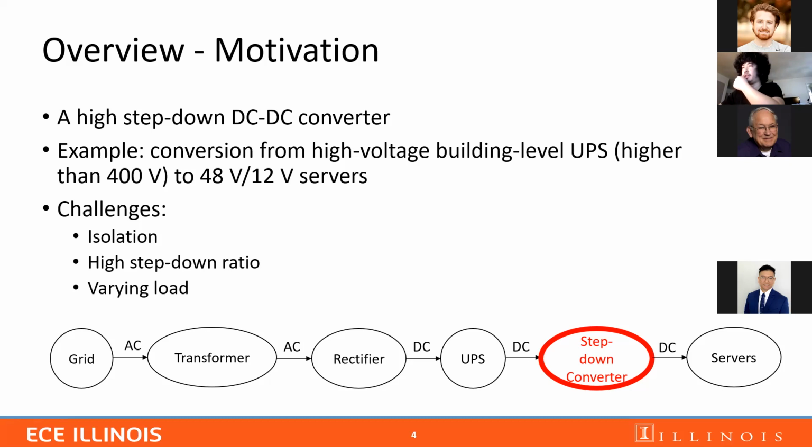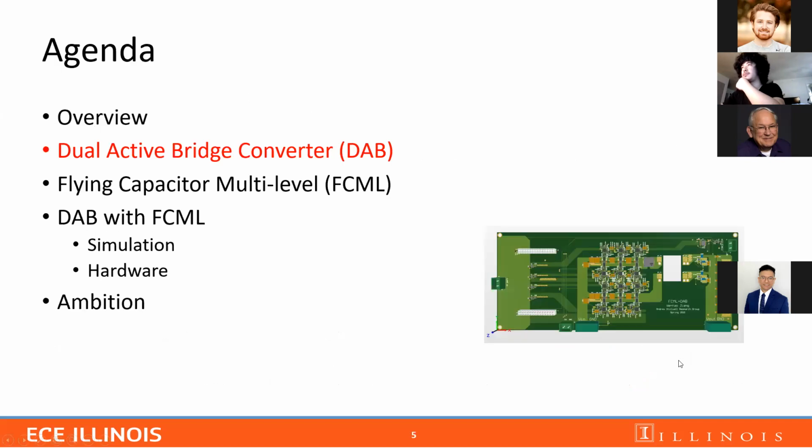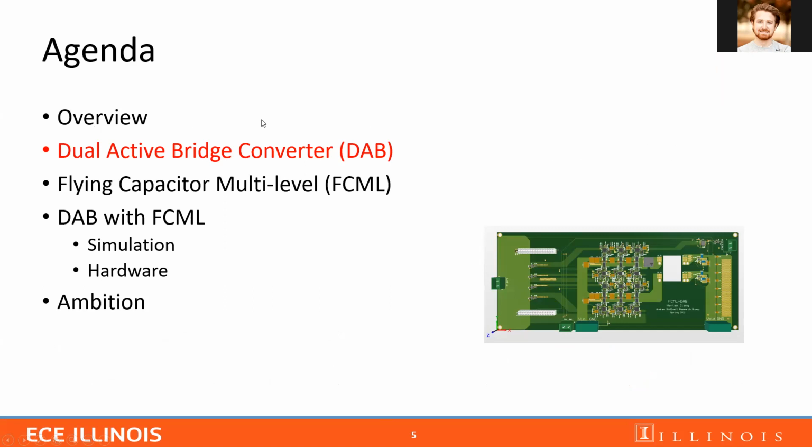And lastly, we want the power supply to be able to handle a varying load, such as a server, which can consume different power at different times. So we have finished talking about the motivation for this project. Now I will be talking about the operation of a DAB converter.